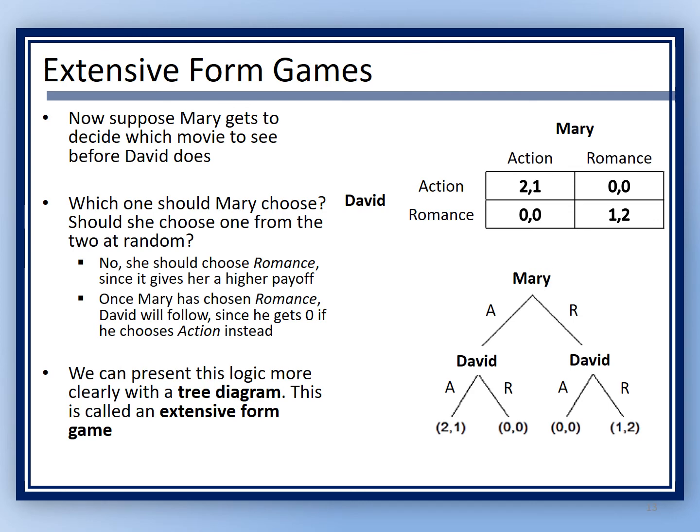And we can express this idea with a tree diagram. Now, in this tree diagram, I have Mary. So Mary is the one moving first, followed by David, and the payoffs I just copy from above. So the number in the front represents David's payoff, and the number after the comma represents Mary's payoff.